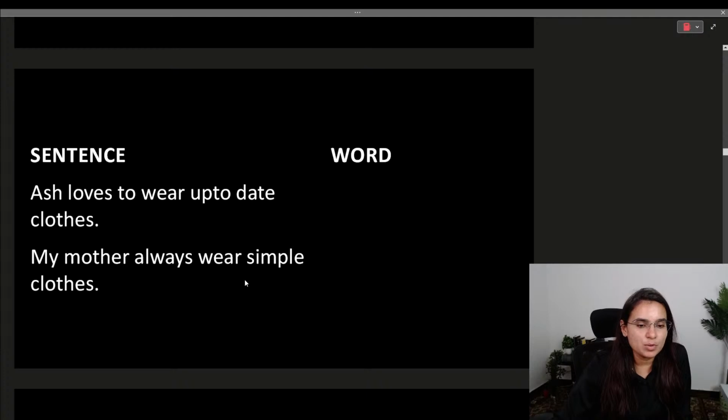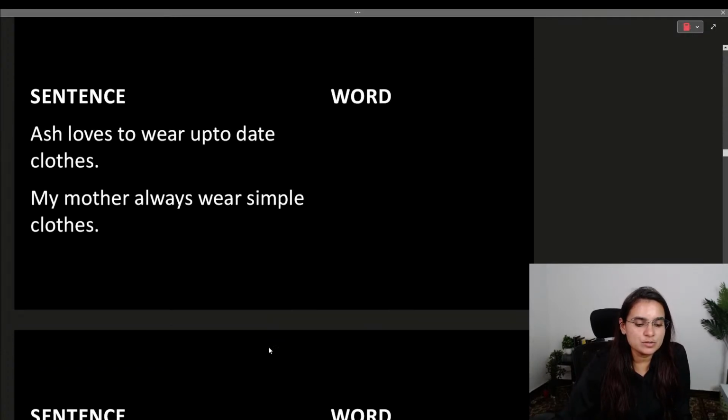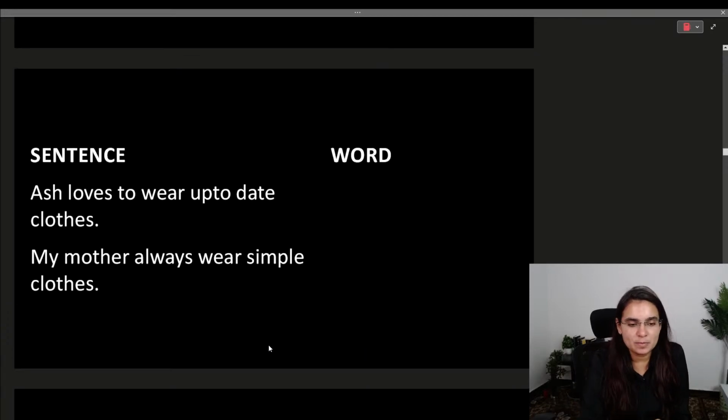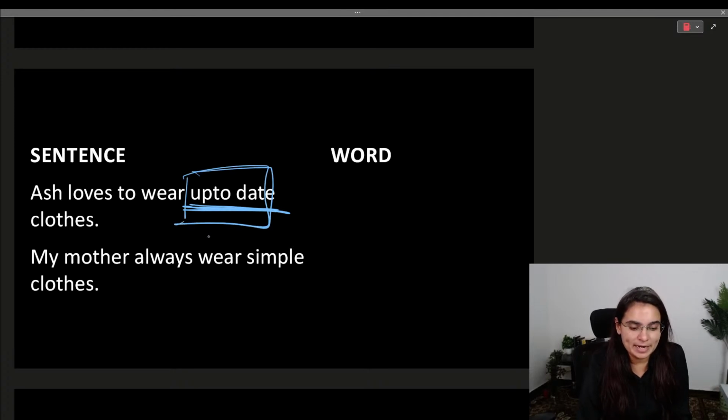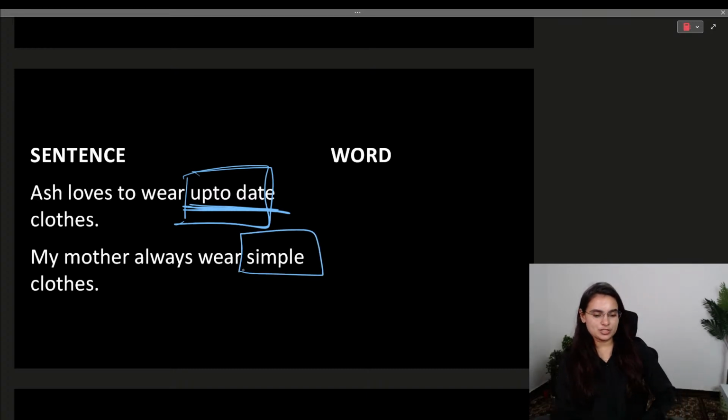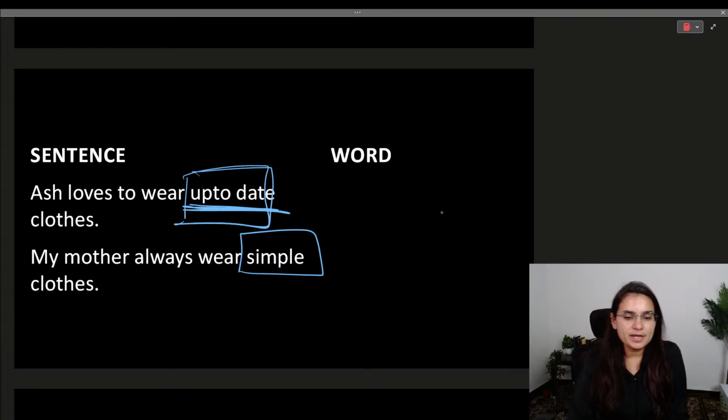Oh, you can't see the bold word here. Okay, fine. I'll underline those words, please. The boldness has not been copied here. Ash loves to wear up-to-date clothes. What is a better word for up-to-date? What is the better word for simple clothes? Okay. We discussed this in the class.